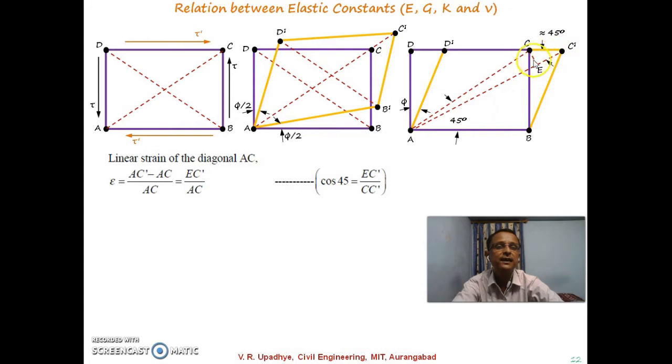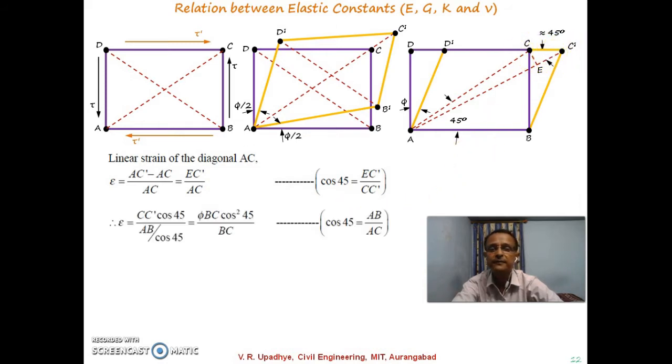So if we consider this as 90 degrees and this as 45, what we can write is the relation between this EC dash and CC dash: EC dash divided by CC dash is cos of 45 over here. So what we can write further is, instead of EC dash, we are writing CC dash cos of 45. So CC dash cos of 45.